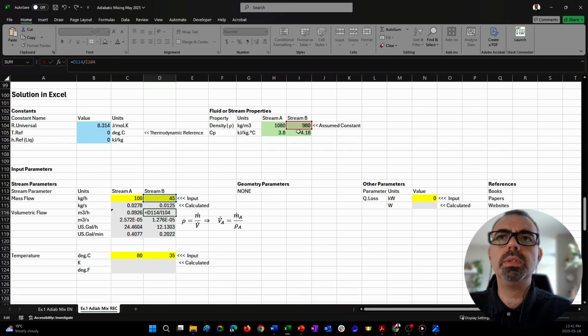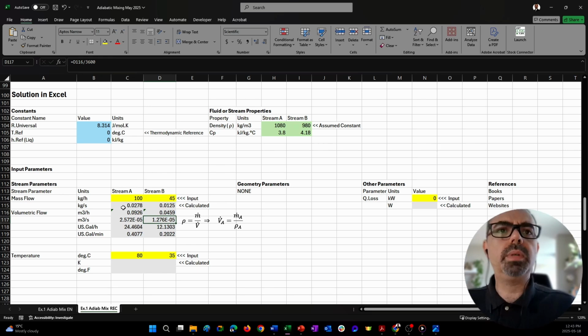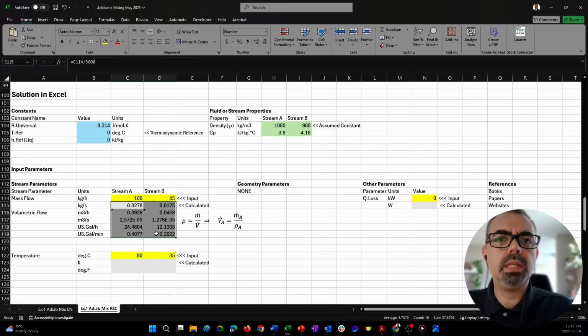So by doing that, you just simply hover on the edge of the cell that is highlighted in the formula, and then click and hold, and you will be able to move it to the correct cell. And then press enter, and the formula is saved. So you see now we have all the flow rates for all the streams in the different sets of units as required for the client.